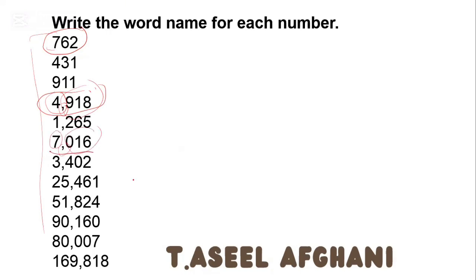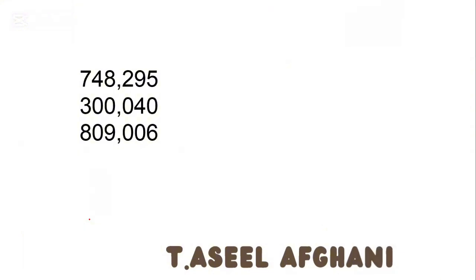Okay, again. What about this one? 7,016. Good job. What about this one? Let's make it harder. 90,160. Good job. What about this one, guys? The last one. 169,818. Great. What about these numbers? I want to choose this one. 300,040. Good job. What about this number? Go ahead.